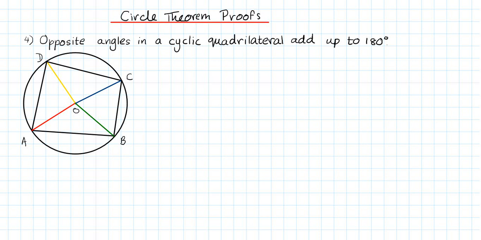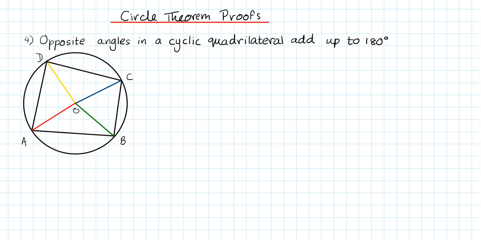Let's get started. Firstly, we've got a circle with center O, and we've got four radii: AO, BO, CO, DO. And ABCD is a cyclic quadrilateral. A cyclic quadrilateral is a quadrilateral whose four vertices are on the circumference of a circle.